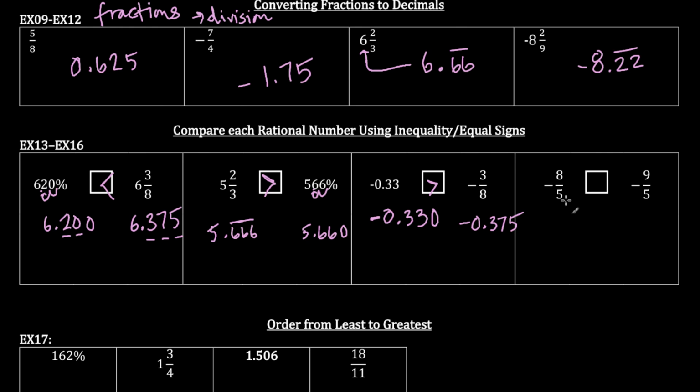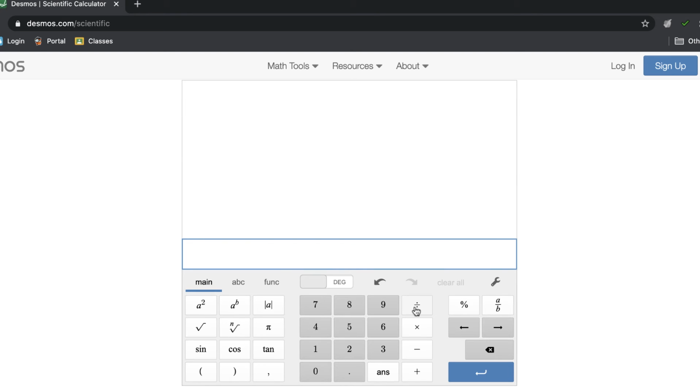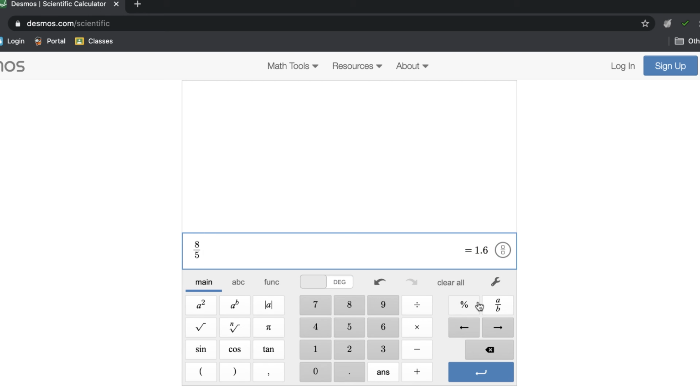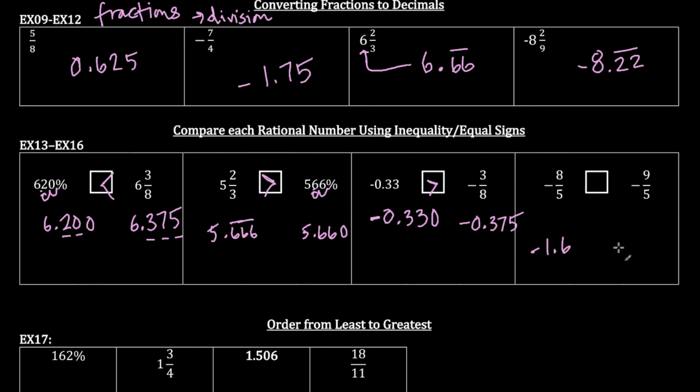Now let's do negative 8/5. So negative 8/5 is negative 1.6. So negative 1.6, negative 9/5. Let's clear that. 9/5, so negative 1.8. Now remember, I look for the larger negative. So the larger negative is this one, and if it's a larger negative, it actually means it is less. Okay.